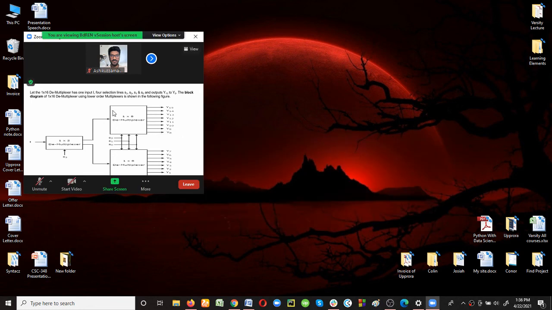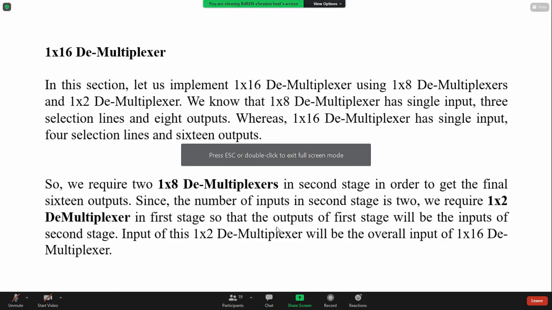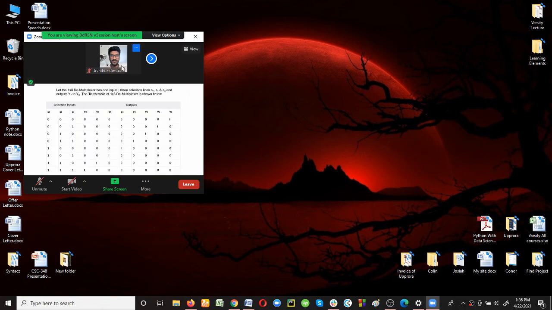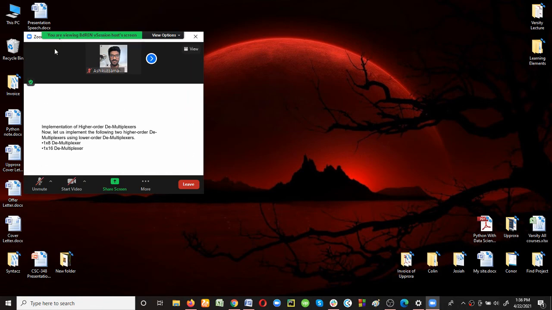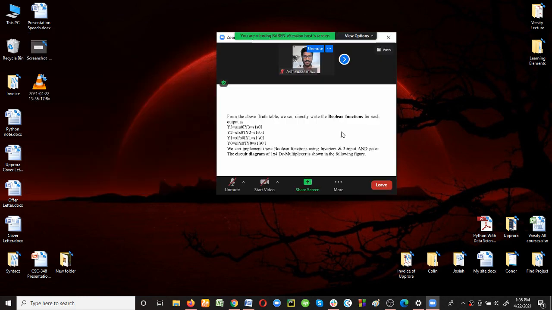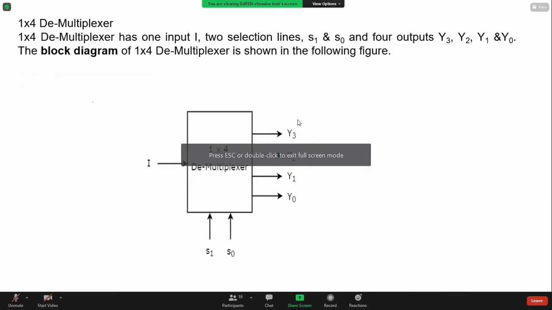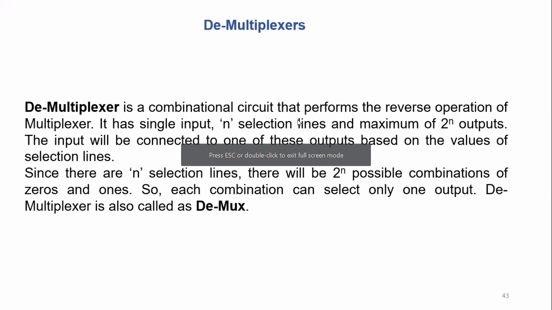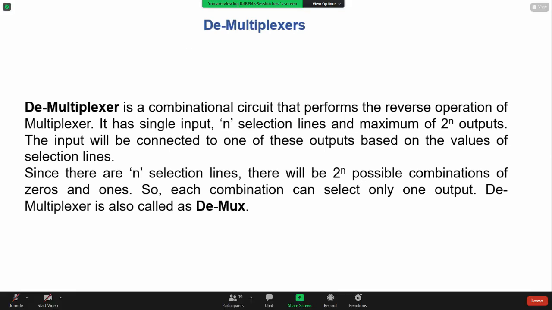Demultiplexer. We completed 1:16 demultiplexer, and 1:8 demultiplexer. So today we will read demultiplexer. Basically, demultiplexer is the opposite of the multiplexer.